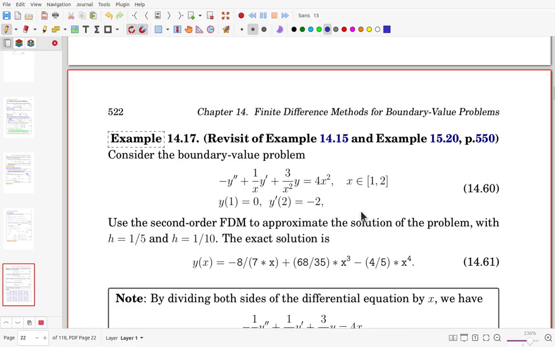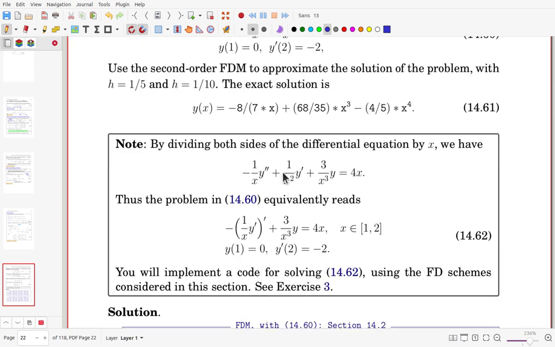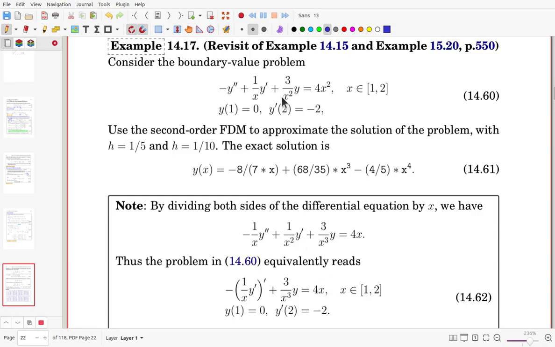Okay, let's see this example. Early in the last section, we solved this problem, with the function value 0 at the left edge point and the derivative minus 2 at the right edge point. For this problem, the exact solution is this one. Now, for these two terms, y double prime and y prime, we divide the equation by x, and then these two terms can be written as one term, so that the equation changes into this form, with p times y prime, and prime. So it becomes a non-constant diffusion coefficient problem, and we'll try to solve this one. However, this one is the same as this equation.